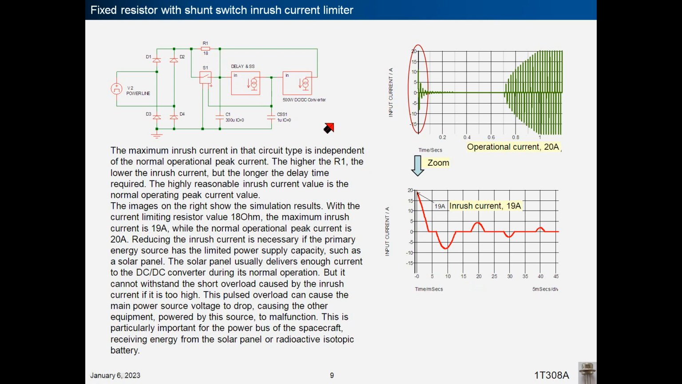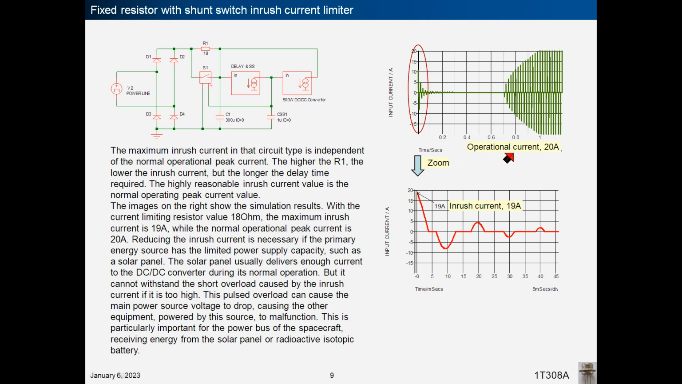The highly reasonable inrush current value is the normal operating peak current value. The images on the right show the simulation results. With the current limiting resistor value 18 ohms, the maximum inrush current is 19 amps, while the normal operational current is 20 amps.